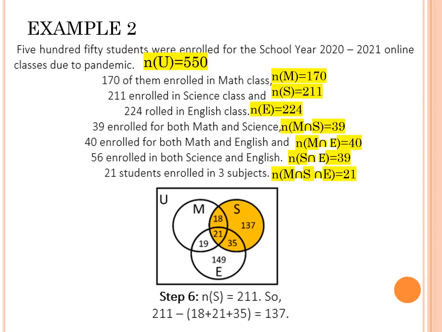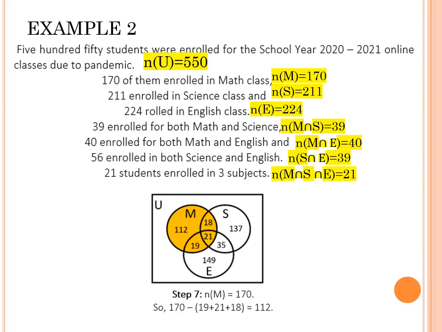Next, to get the number of students who enrolled in science only, of course, we subtract 2011 minus the sum of these three, 18, 21, and 35. When we do that, the result is 137. Okay, that means 137 enrolled in science only. And lastly, for math, there are 170, but we already have an 18 here, 21, and 19. So subtract that from 170, and the result is 112.